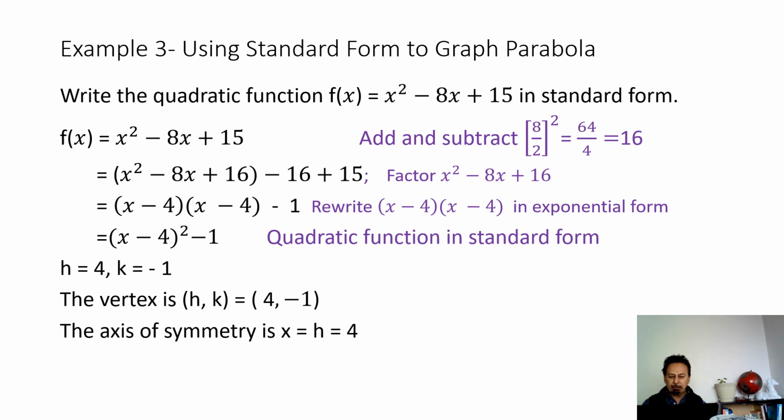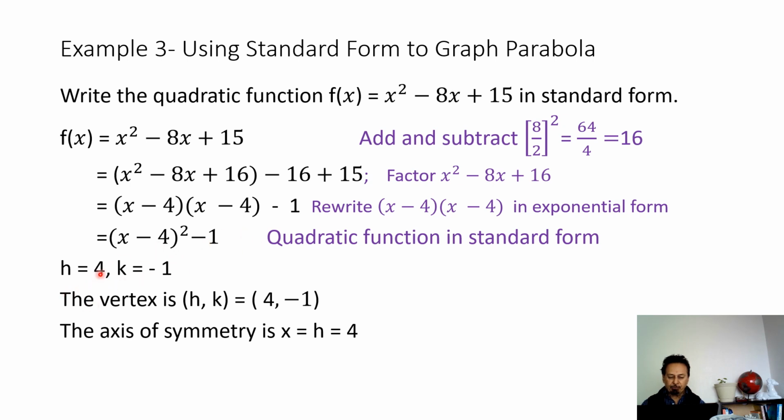Let's write the quadratic function f of x equals x squared minus 8x plus 15 in standard form. Again, same as before, you divide this number by 2 and then square it, which gives you 16. So we need to add 16 and subtract 16. If you factor x squared minus 8x plus 16, the factors are x minus 4 times x minus 4, and minus 16 plus 15 is minus 1. Now x minus 4 times x minus 4 in exponential form is x minus 4 squared minus 1.